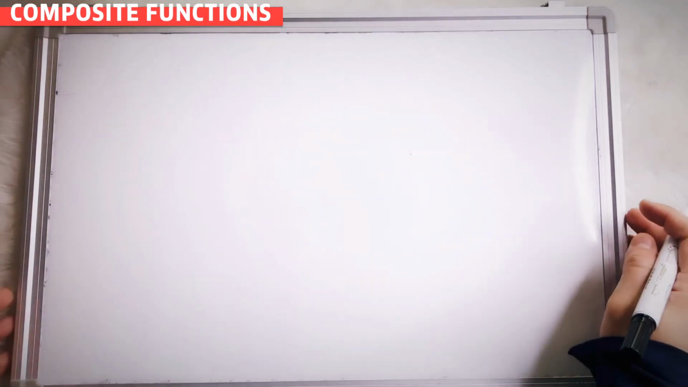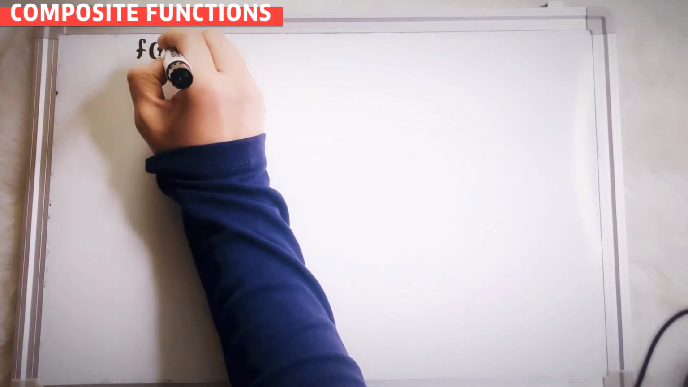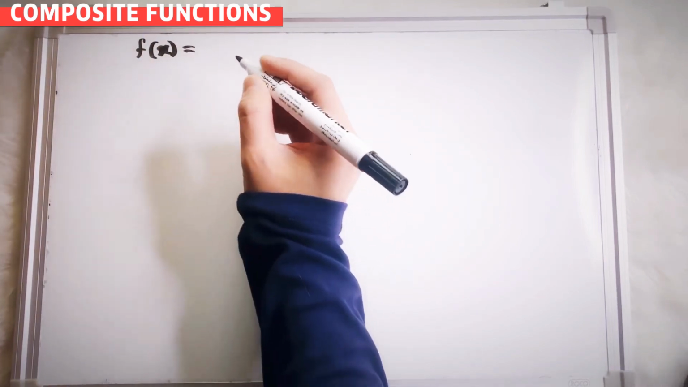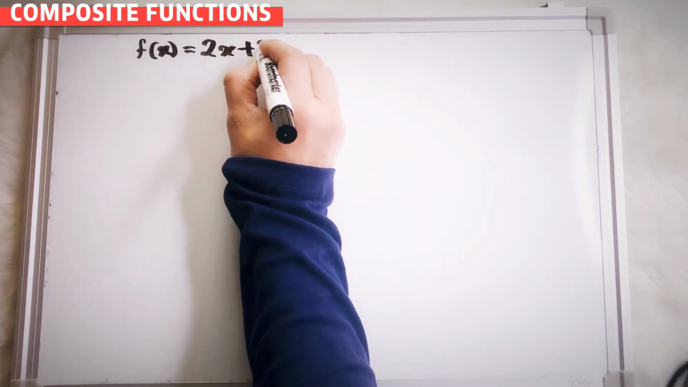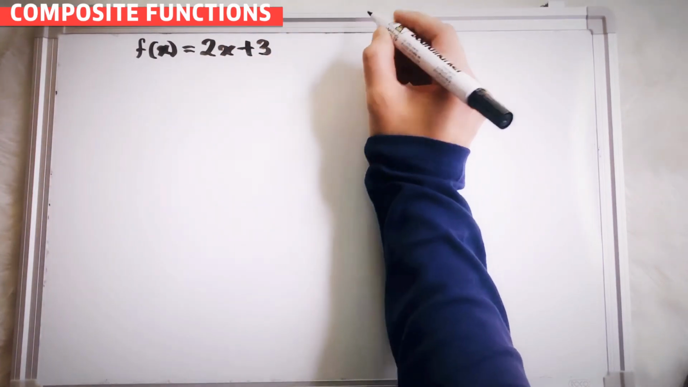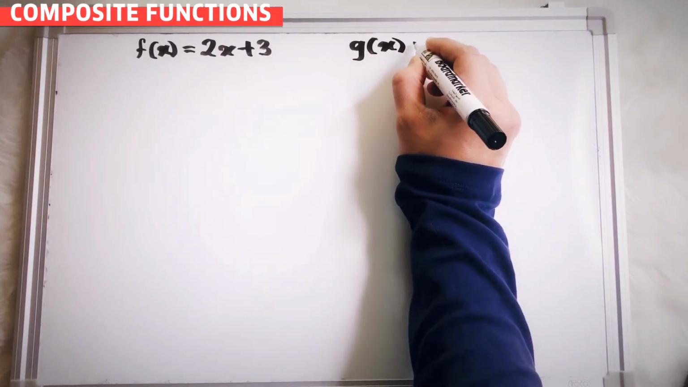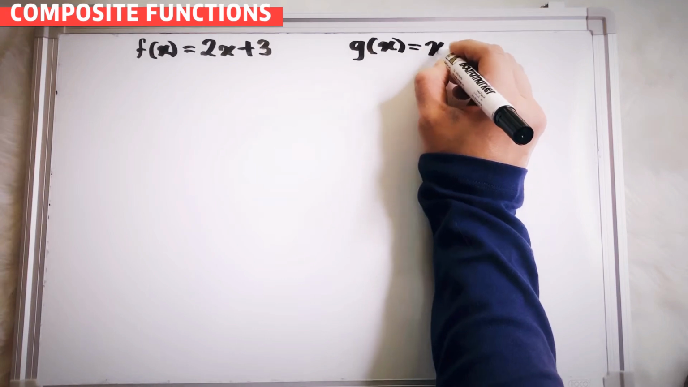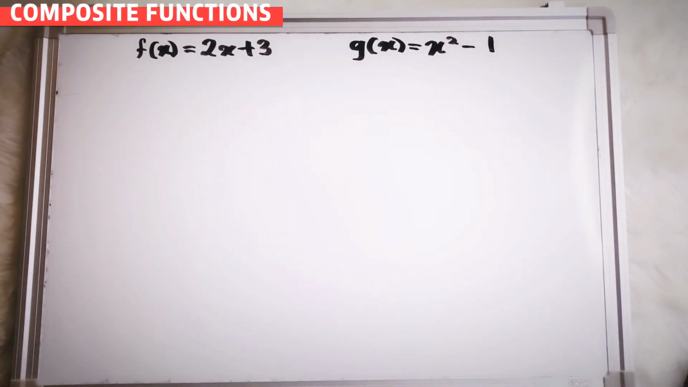Today I want to discuss composite functions. Let's say I give you f(x) = 2x + 3, and I give you g(x) = x squared minus 1. Composite function means a combination of two or more functions.